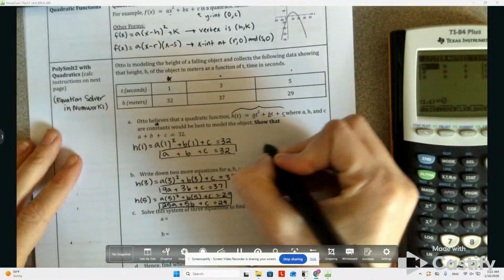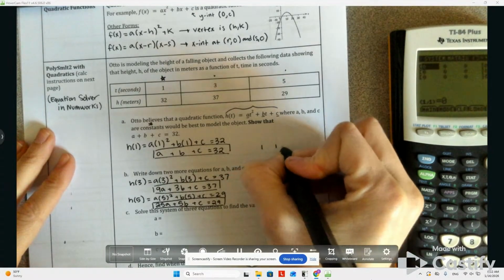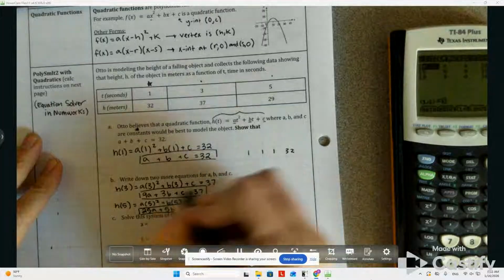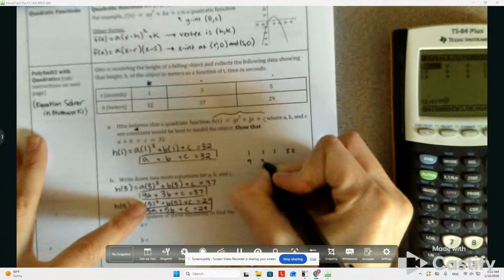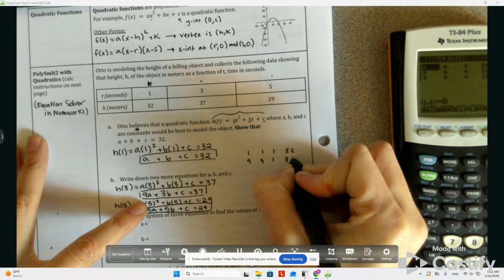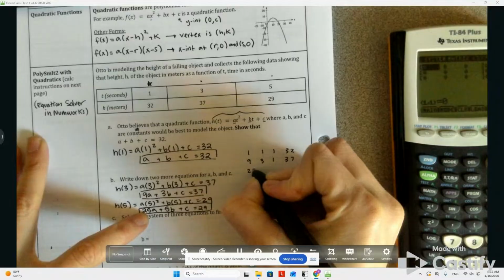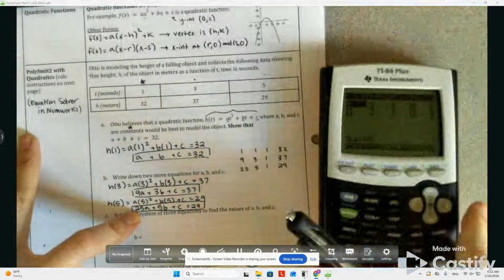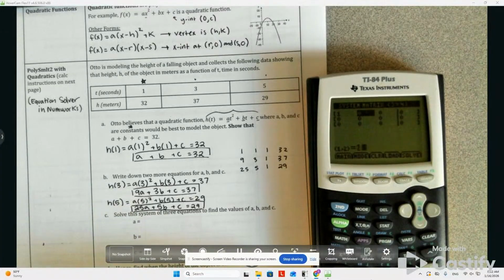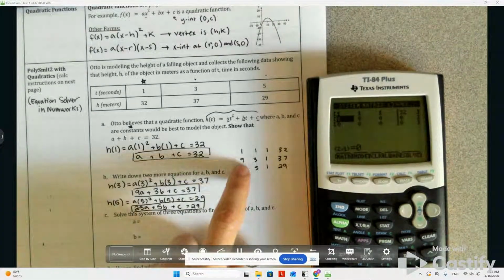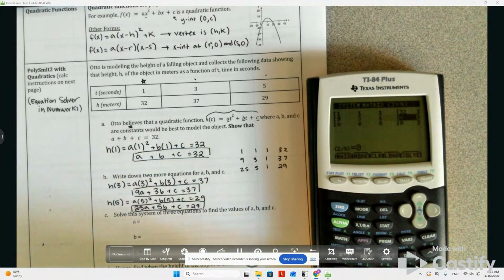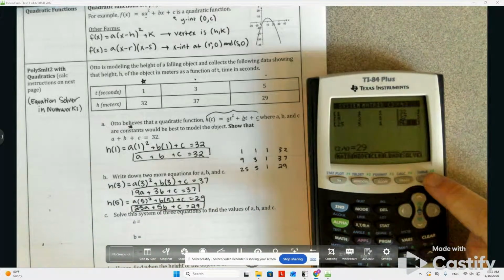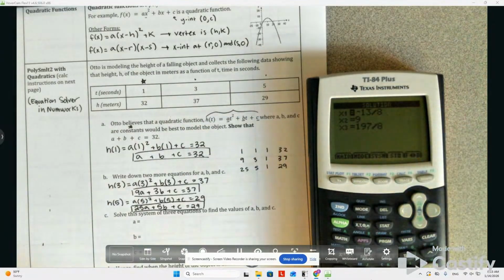this first one would turn into 1, 1, 1, 32. This one would turn into 9, 3, 1, 37. And here we'd be at 25, 5, 1, 29. So that's what we would end up putting in these right here. So 1, 1, 1, 32, 9, 3, 1, 37, and 25, 5, 1, 29. And then we would just press solve, and it gets us our values.